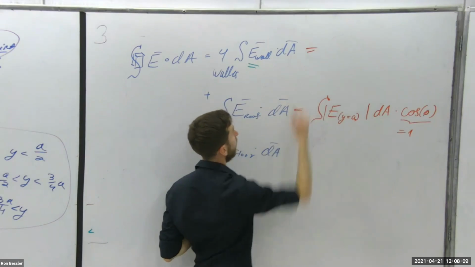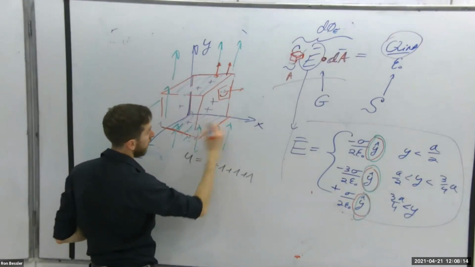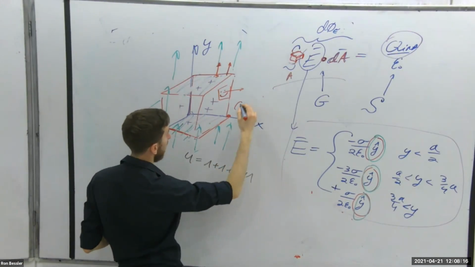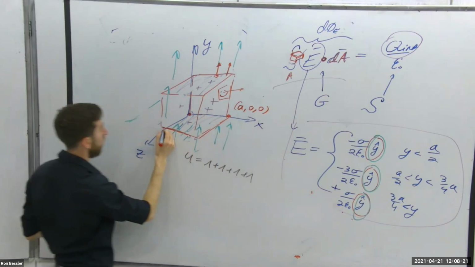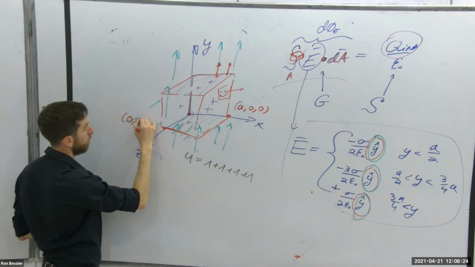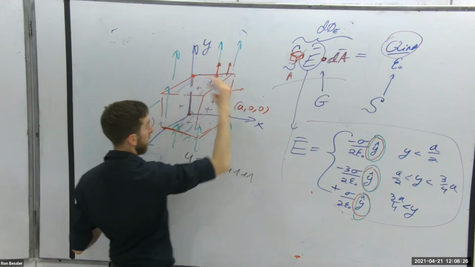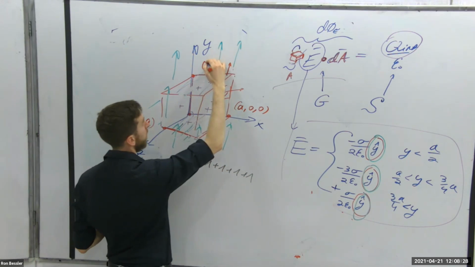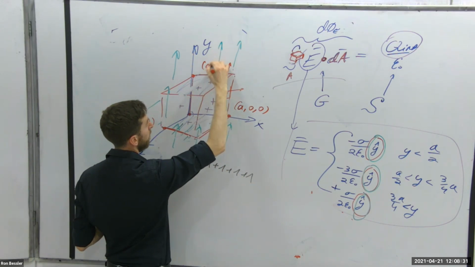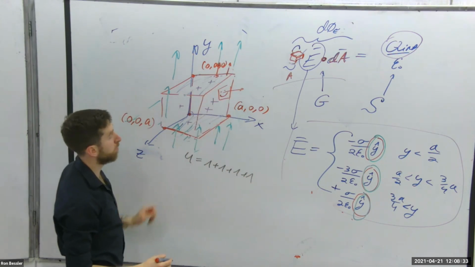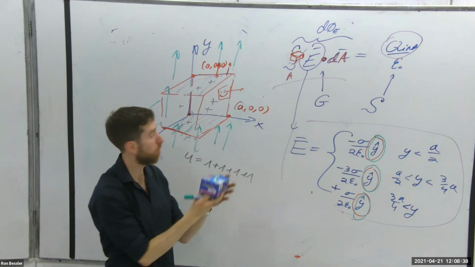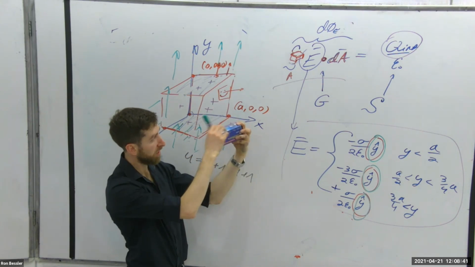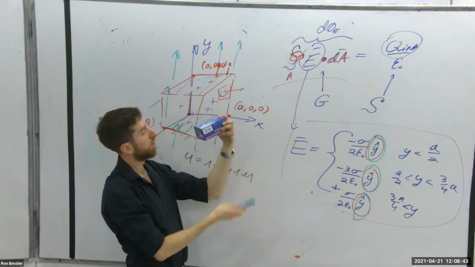What happened to the walls? Let's go back to the walls. I didn't draw it, but this one is A, 0, 0, this one is 0, 0, A, and this one is A, A, A. And this one is 0, A, 0. What happened to the walls? Electric field, this is the box, okay? This is the box. So this is not a cube, right? It should be a cube.